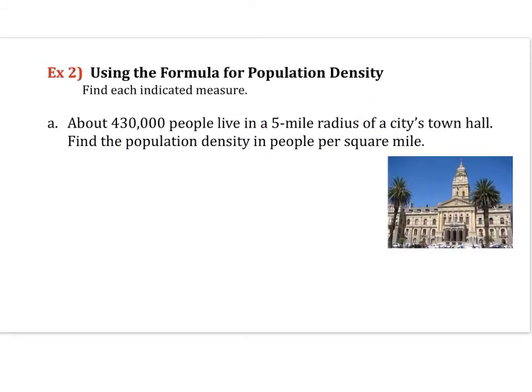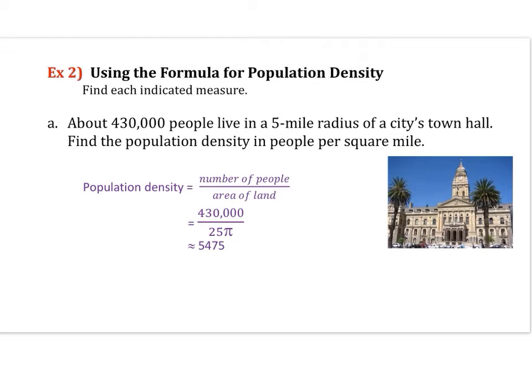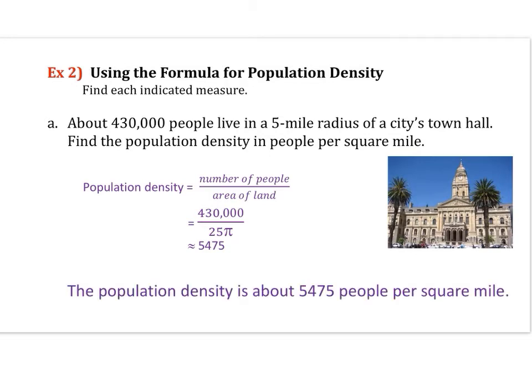All right, let's take a look at 2 examples where we can use our formula for density. So there's about 430,000 people that live in a 5-mile radius of a city's town hall. Find the population density in people per square mile. Always start off by writing your formula. Then substitute values. So we know that there are 430,000 people, and then the area of the land is 5 radius. So we square the radius times pi. So pi r squared is the area of the circle of the land. So 25 pi is substituted for area of land. We type that in the calculator, we get approximately 5,475. So the population density is about 5,475 people per square mile.